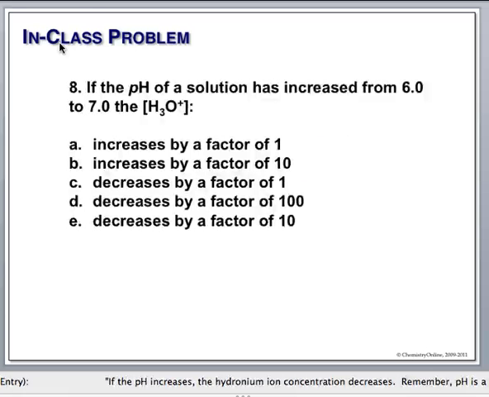Now we kind of talked about this already. If I have a solution at pH 6, and I raise the pH of that to 7, what has happened to hydronium? First of all, we go from 6 to 7. Does hydronium go up or down? At 6, it's 10 to the minus 6, isn't it? At 7, it's 10 to the minus 7, so that's less. So we're looking for the less. Did it decrease by 1 pH unit, 100, or 10? Once again, 10 to the minus 6, 10 to the minus 7. Decreases by a factor of 10.